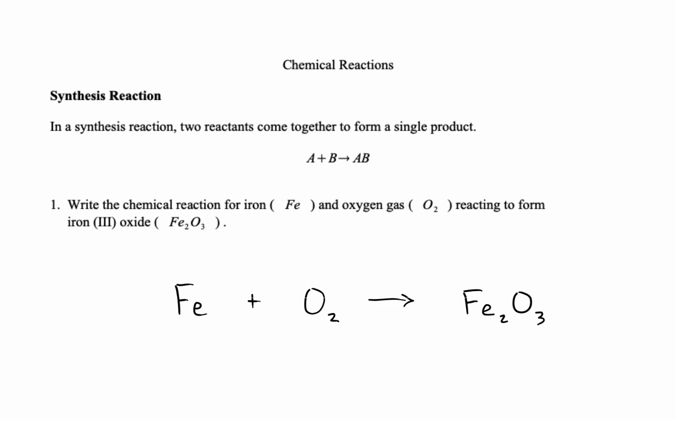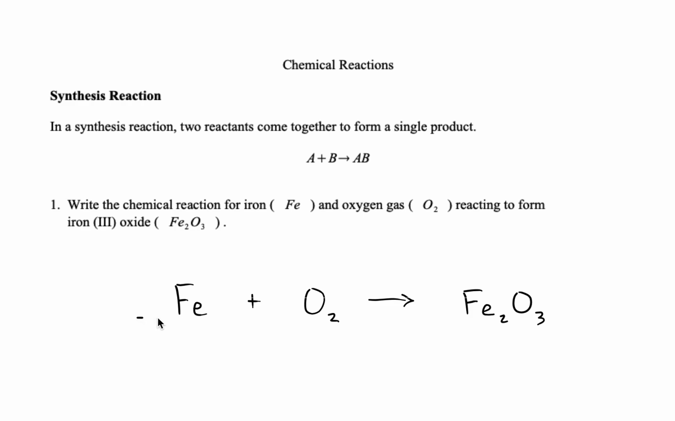Now we can see that the number of iron atoms we have on the left does not match the number of iron atoms on the right. And the number of oxygen atoms on the left does not match the number of oxygens on the right either. So just like an equation in math, what you have on the left has to equal what you have on the right. And so we have to do what's called balancing the chemical equation to make the reactants equal to the products in number of atoms.